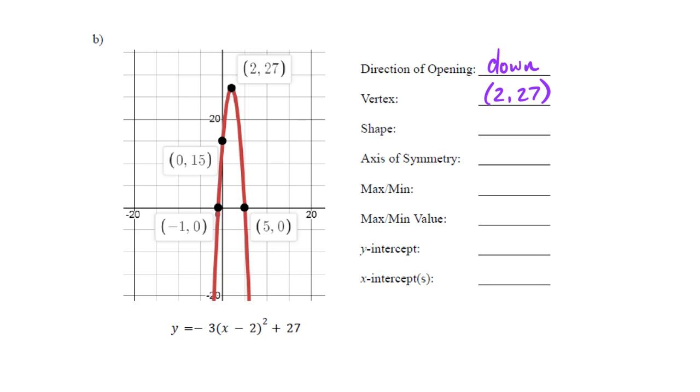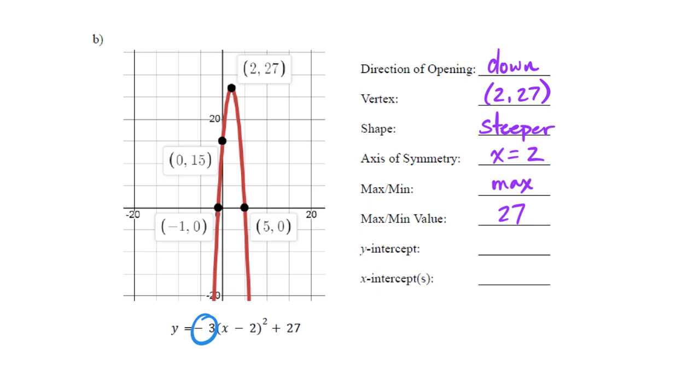The shape. Well, the shape, I'm definitely going down to look at my equation. I can see that I have an a value bigger than 1, at least the absolute value of it is, so I know that I have a steeper parabola. My slope is steeper for that one than normal. My axis of symmetry is my vertical line through the vertex. I can see that that parabola has a max because it has a top, and its maximum value is 27.